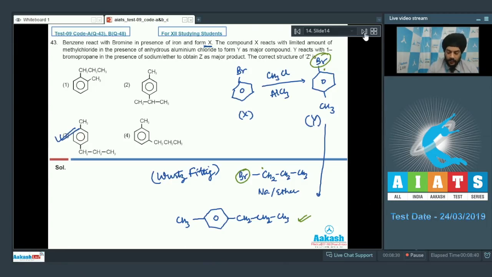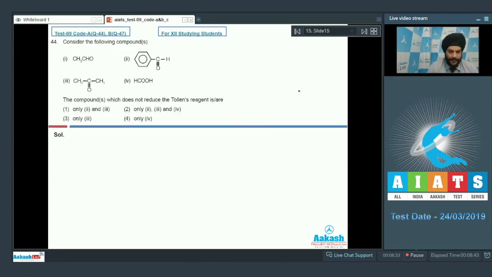Let us look at question number 44 now. In question number 44, we have been told to consider the following compounds. So we have CH3CHO, PhCHO, CH3COCH3 and HCHO. So the examiner seems to be interested in the compounds which do not reduce the Tollens reagent. So students, if you look at option 1, it is an aldehyde, so this will reduce Tollens reagent. Benzaldehyde will also reduce Tollens reagent. Acetone is a ketone, it cannot be oxidized further by Tollens reagent, so this will not reduce the Tollens reagent.